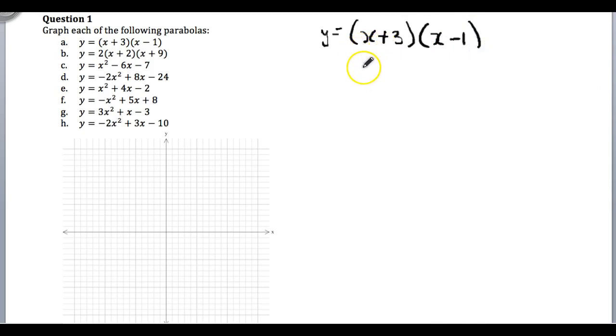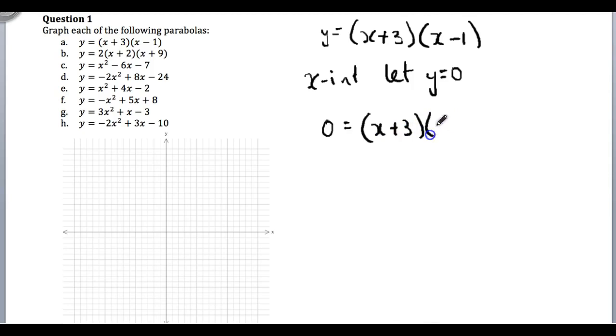Now for some of you, you'll be able to see the x-intercept straight away, but for others, you might have to say, well, for the x-intercept, let y equal 0. So we have 0 equals (x plus 3)(x minus 1). Now when something equals 0, if you've got two things multiplying by each other, it means one of them has to be 0 or both of them can equal 0. So we say x plus 3 is equal to 0 or x minus 1 equals 0. Okay, so we just separate the brackets. Sorry, writing's not the best. x plus 3 is equal to 0, x minus 1 is equal to 0.